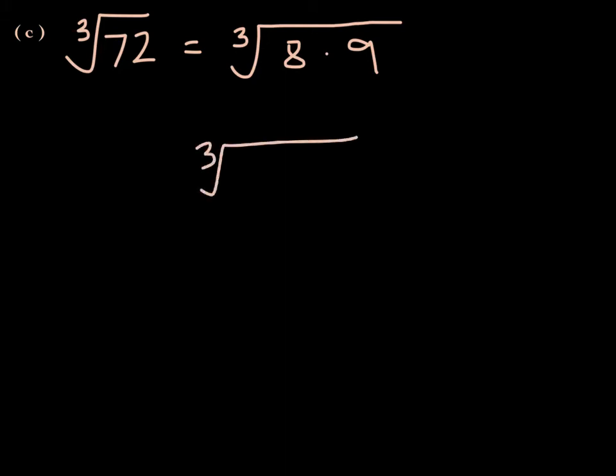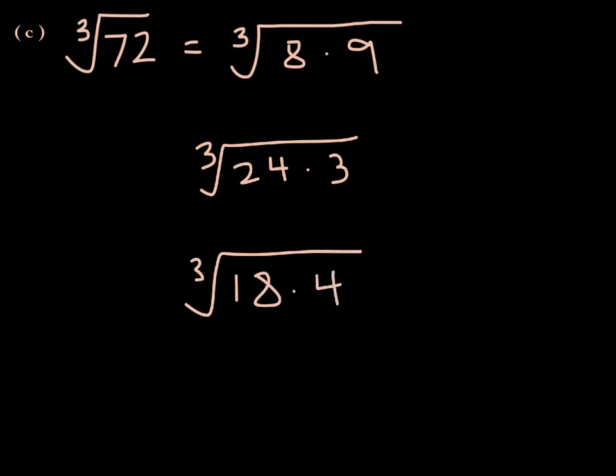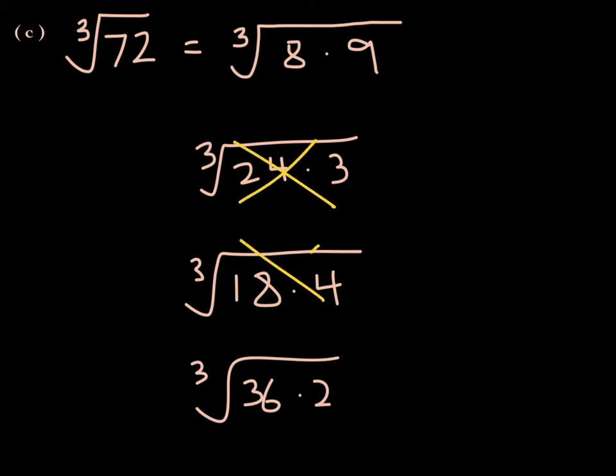So like the cube root of 24 times 3, or the cube root of 18 times 4, I believe, and so forth. There's probably more. 36 times 2, right? But the reason why none of these are good ways to rewrite 72 here is because neither 24 nor 3 are perfect cubes. Neither 18 nor 4 are perfect cubes. Neither 36 nor 2 are perfect cubes. So none of these are good ways to rewrite the radicand.